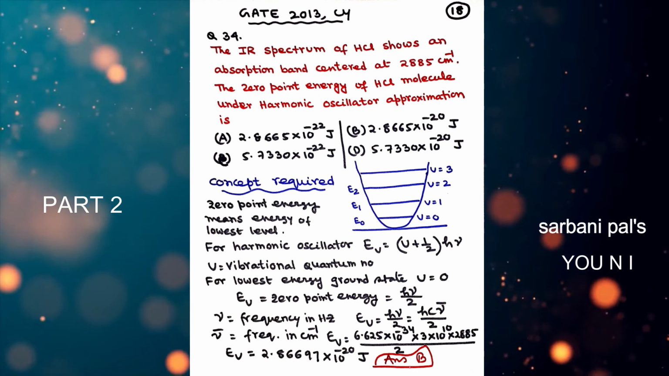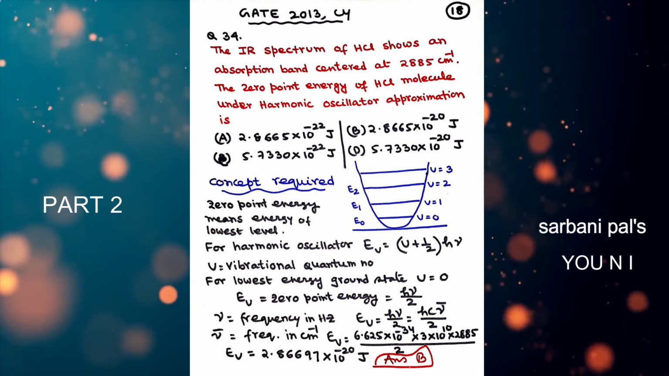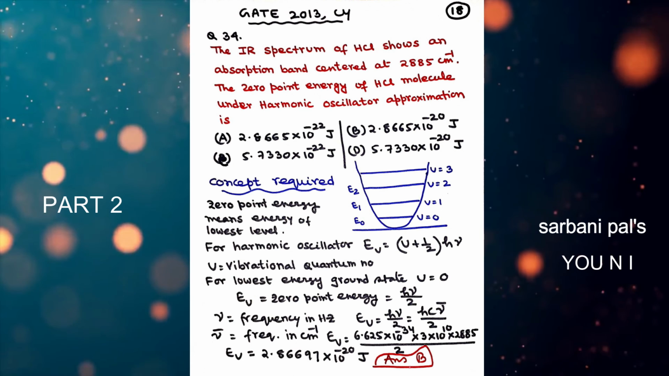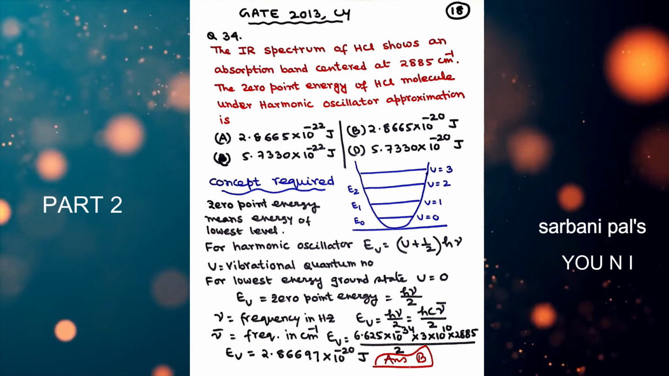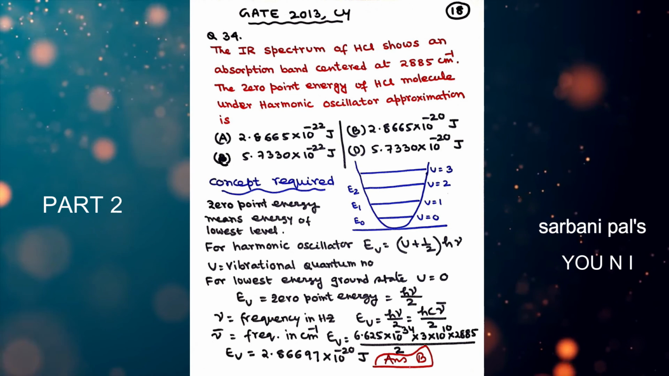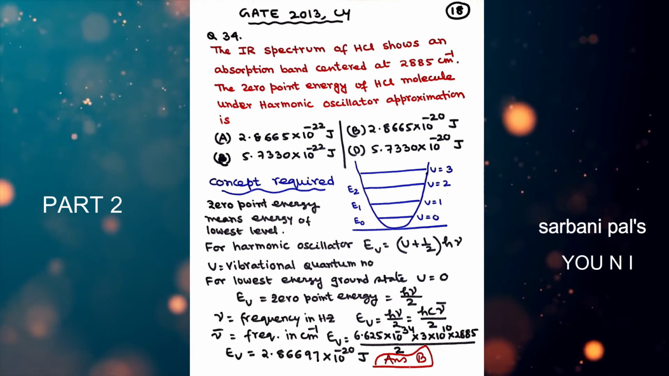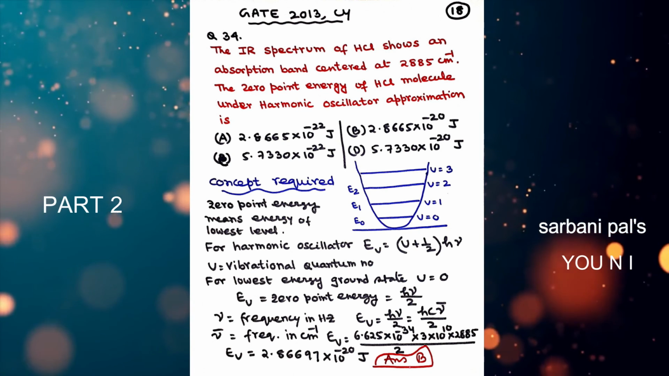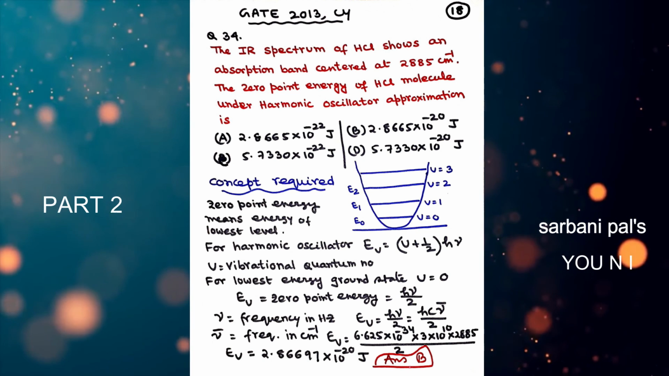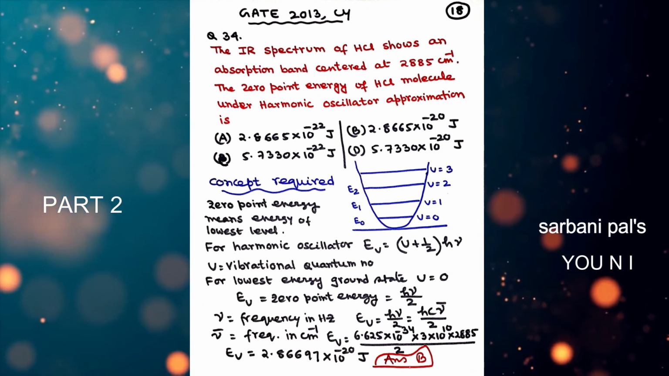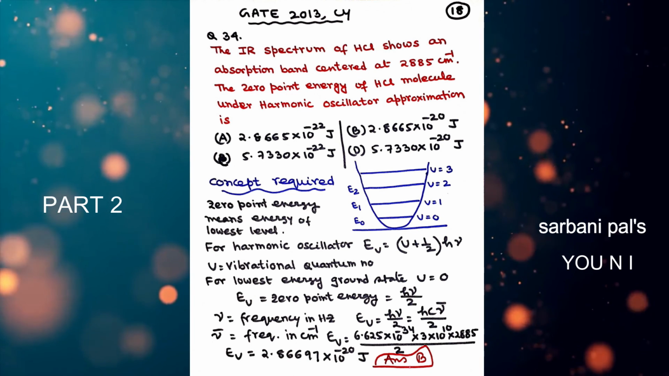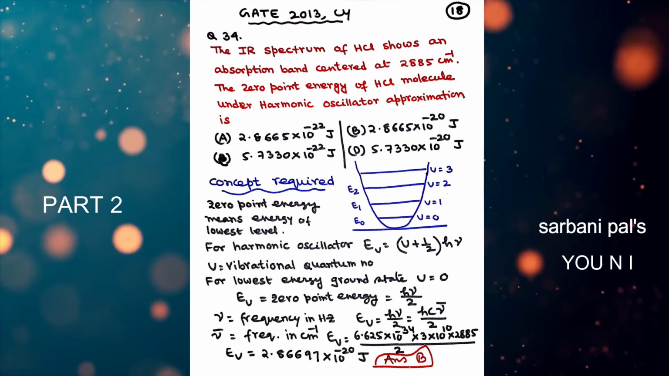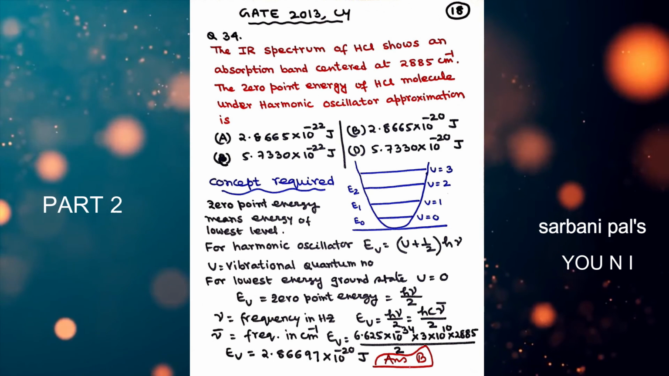Now putting in all the constants and the values given in this problem, E naught is equal to Planck's constant, means 6.625 into 10 to the power of minus 34 joule second, into the velocity of light, means 3 into 10 to the power of 10 centimeter per second, into 2885 centimeter inverse, divided by 2. If we calculate this, the zero-point energy, means the lowest energy level, comes to 2.8697 into 10 to the power of minus 20 joule. This option is given in B. So therefore in this case the final answer is B.